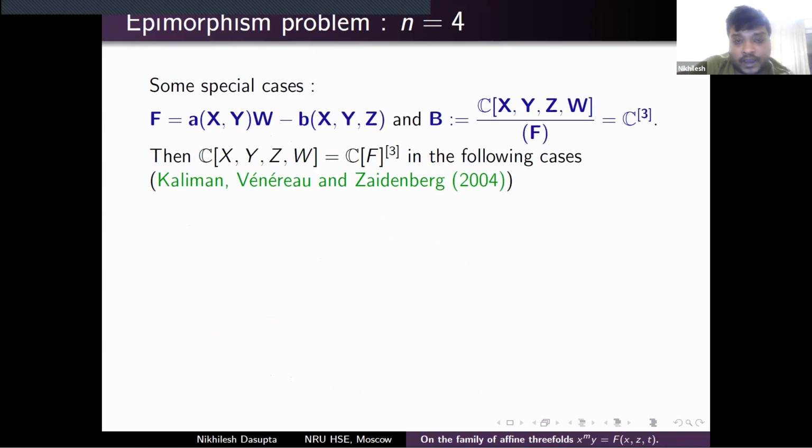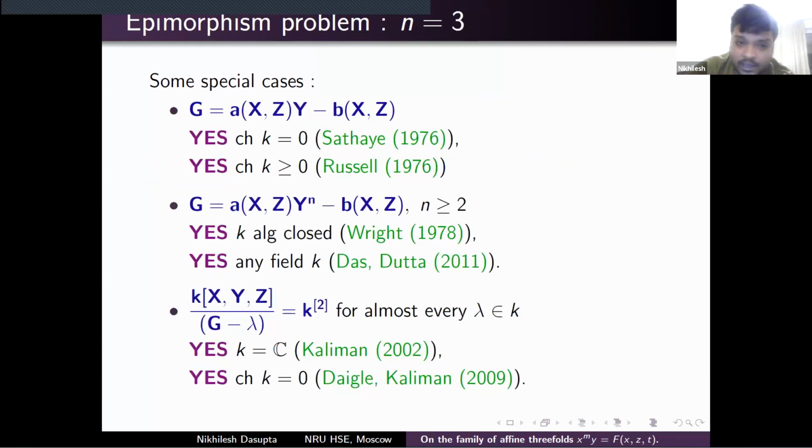And for n equal to 4, I would like to give this example because it will be related to Neena Gupta's example in some way. So there are also many other results for n equal to 3 for some special cases. I have not written them all down, only some of them.